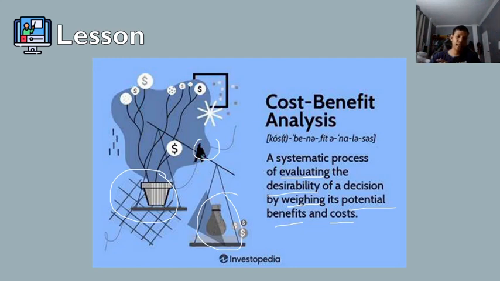So CBA adds up the total cost of a program or activity and compares it against its total benefits. What are the benefits of this letter A? What are the benefits of this letter B and letter C? They will be weighing which decision has more benefits compared to others. Okay, so not just the benefits but also the costs.